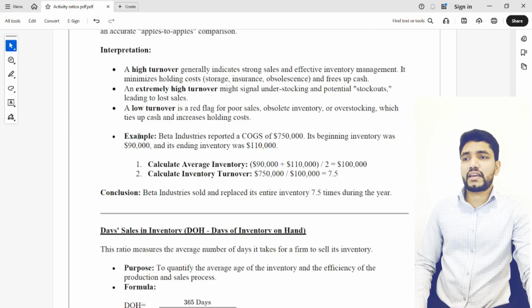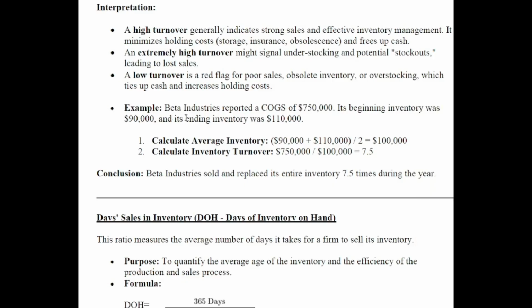So we'll discuss a case. Here Beta Industries reported cost of goods sold of 750,000. Its beginning inventory was 90,000 and ending inventory was 110,000. First we have to calculate the average inventory. That means opening balance plus closing balance divided by 2, which gives 100,000 as our average inventory.